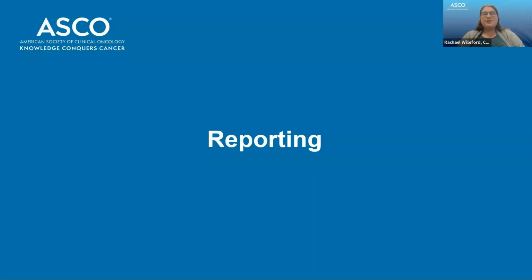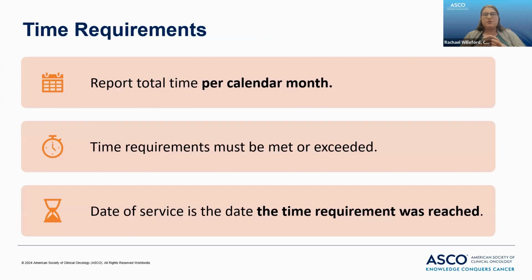Getting into reporting, there are some things that are kind of universal. Time requirements: all of these services, with the exception of the risk assessment tool, are by calendar month. The time for each service is the total time for the calendar month, not a specific date when these services were rendered. So you're going to compile this over the calendar month. Time requirements must meet or exceed that in the code description. And the date of service for the billed charges would be the date on which the time requirement is reached. That's what would be reported.